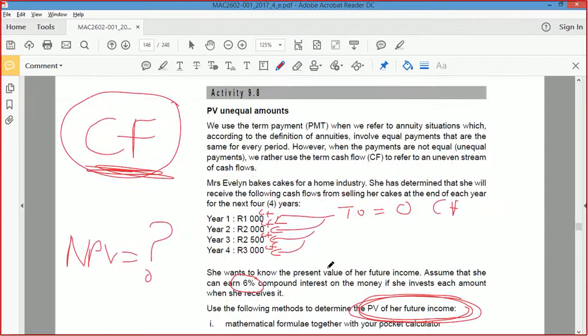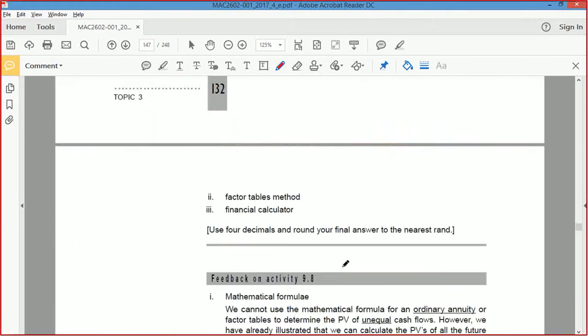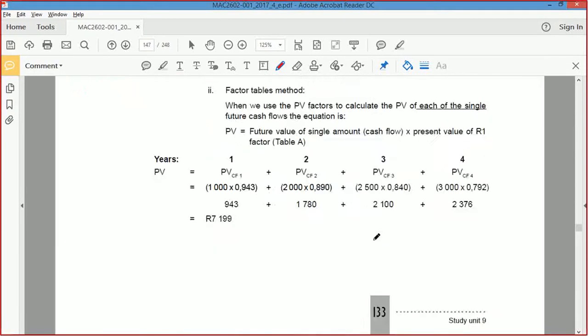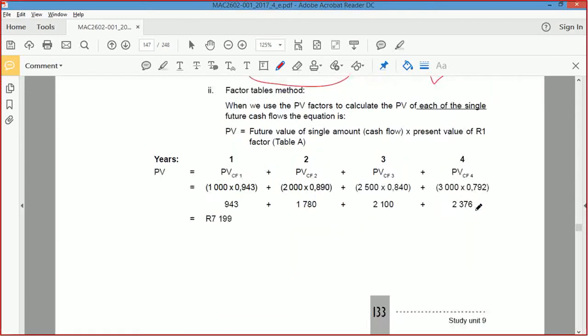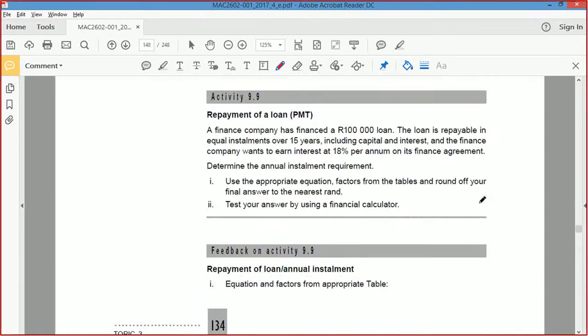Zero. 6%. 1,000. 2,000. 2,500. 3,000. And then my rate is 6% as I. So the function NPV, 7,198 and 72 cents. Perfect. Nice. Well done. Okay, here, repayment of the loan.